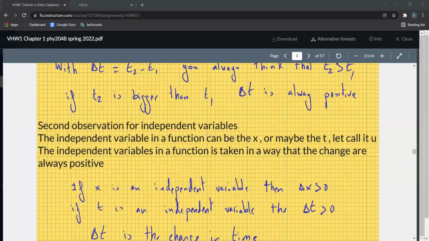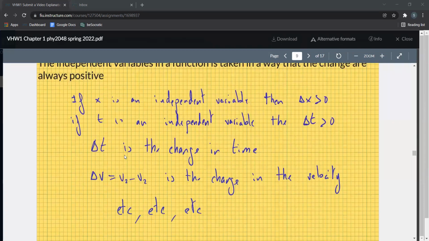It says here the second observation of independent variables. Independent variables in a function can be the x or maybe the t. The independent variable in a function is taken in a way that the changes are always positive. So it can be an independent variable where x is greater than 0. If t is an independent variable, the change in t has to be greater than 0. Change in t is change in time. Change in velocity is a change in velocity, and so on. It doesn't matter what your variable is. If you place it into the x value, it needs to be greater than 0 because it doesn't go back in reverse.